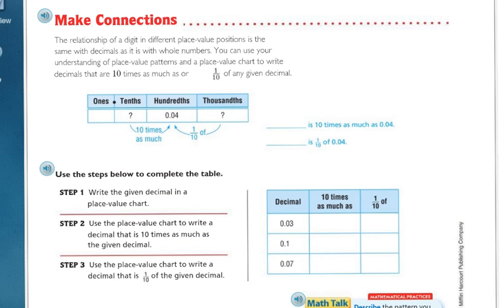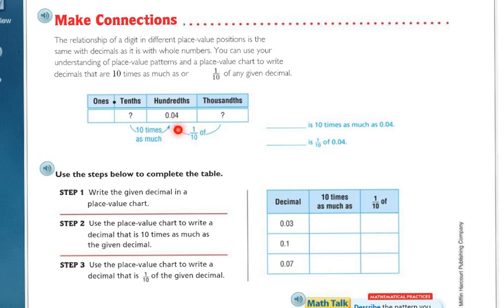Okay, let's make connections. The relationship of the digit in a different place value position is the same with decimals as it is with whole numbers. You can use understanding of place value patterns and a place value chart to write the decimals that are 10 times as much or 1/10 of any given decimal. This goes back to our lesson in chapter 1.